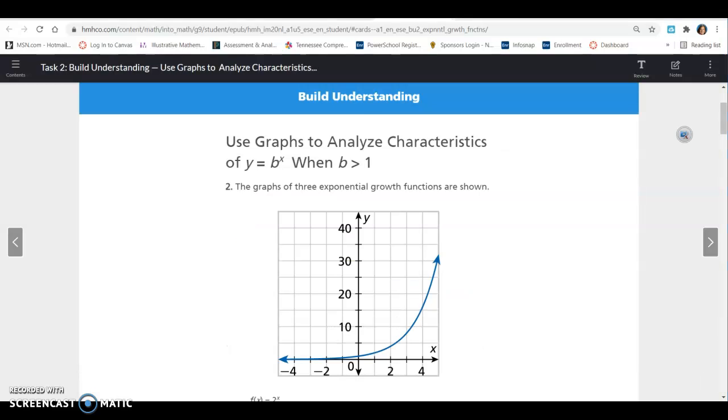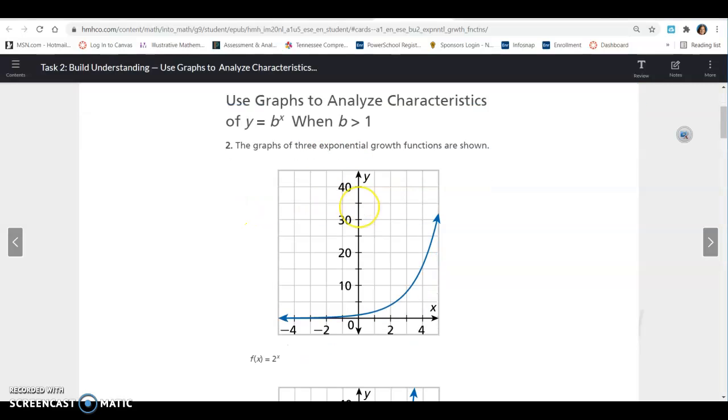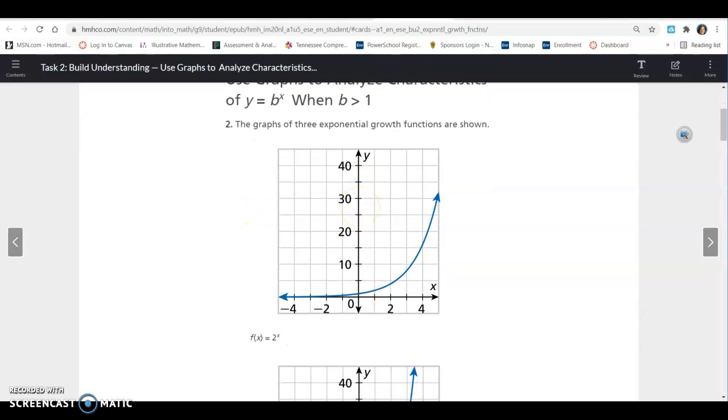Lesson 11.1, task 2. Use graphs to analyze characteristics of y equals b to the x power, where b is greater than 1. Remember, b is your base and x is your exponent, so this is an exponential function. The graphs of three exponential growth functions are shown.